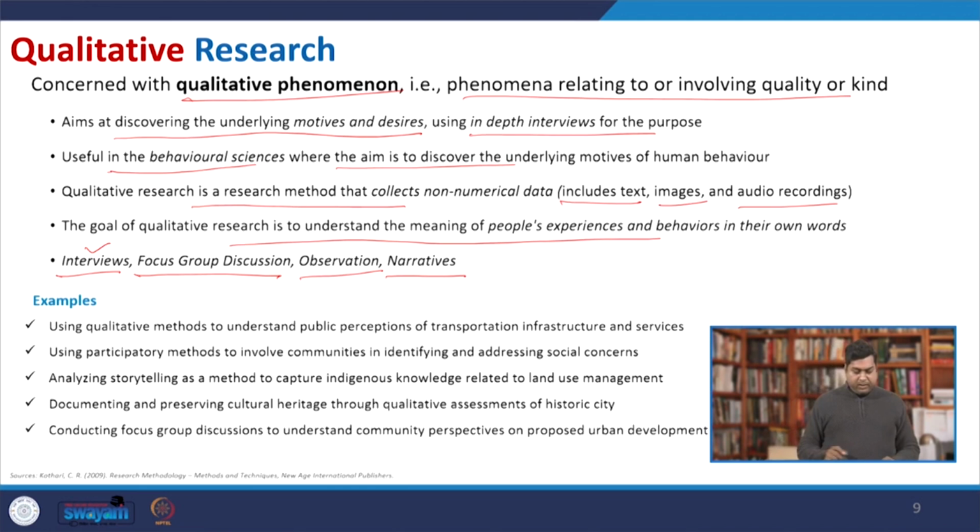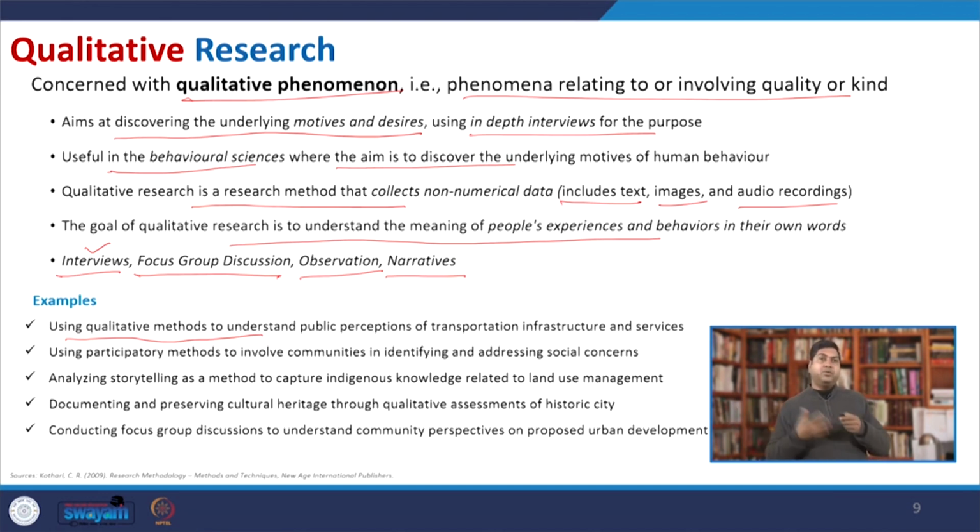Coming to the examples, the first example is using qualitative methods to understand public perceptions of transportation. In this case, it is not that you go and just collect data in terms of some rating, or quantify how many people are using public transportation, or how happy they are with the transport infrastructure.